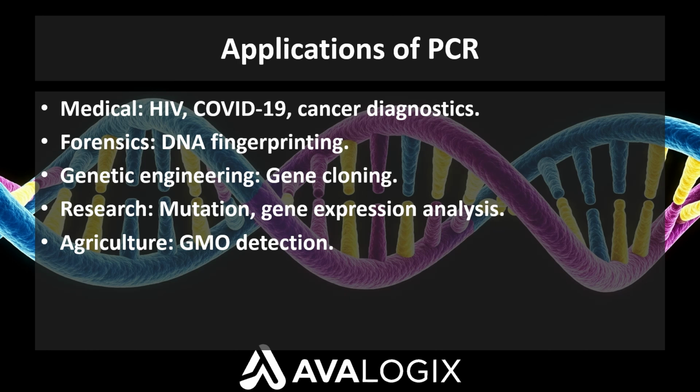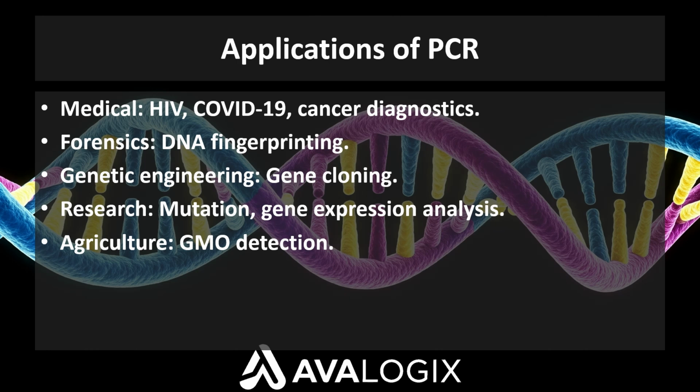Medical diagnostics. PCR is widely used to detect genetic disorders and infectious diseases. For instance, it can detect specific mutations in the BRCA gene linked to breast cancer or the BCR-ABL fusion gene in chronic myeloid leukemia. During the COVID-19 pandemic, RT-PCR became a household term. It was the gold standard for detecting SARS-CoV-2 RNA.